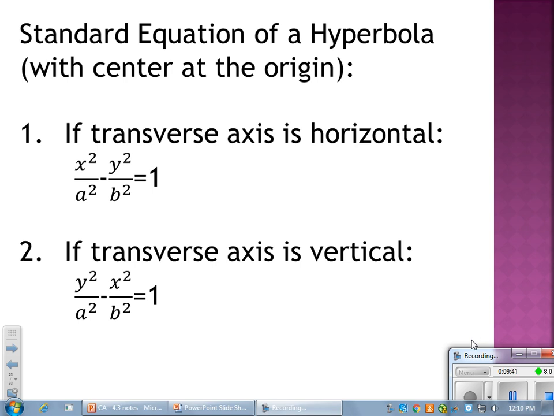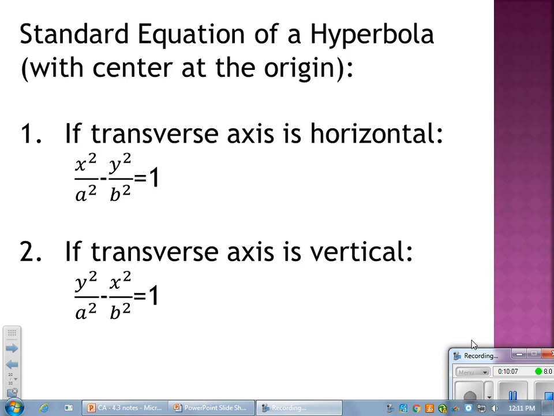Also notice that your A's and B's don't swap positions this time. It's the X's and the Y's that do. So those are the major differences between our ellipse equations and our hyperbola equations. The rest is a lot alike, which I suppose can make them easier to switch around and mix up. So that's where you have to work at it and become comfortable with the use of these.